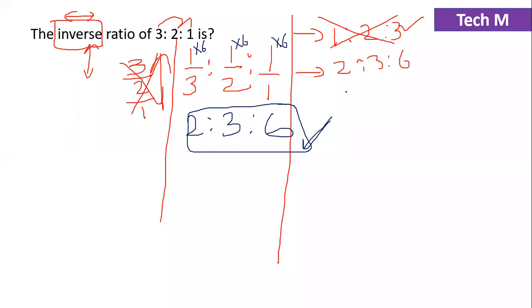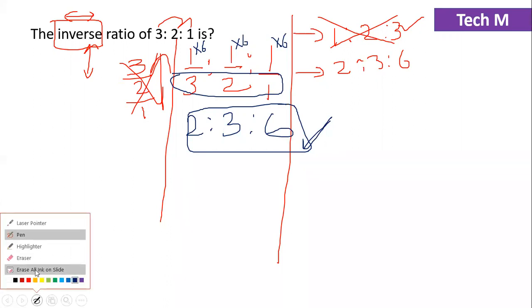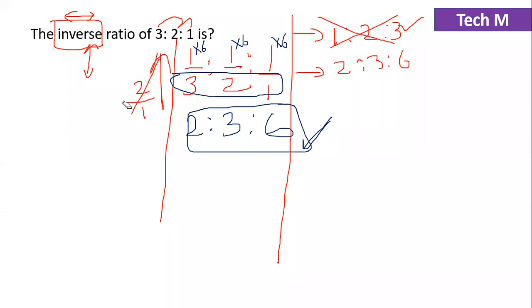Why we multiply only by 6: 6 is the LCM of the given numbers, Mumata. The LCM of 3, 2, 1 is 6. That is the reason. Is it clear, Mumata, your doubt? Yeah, good. Deepika, I will tell you.